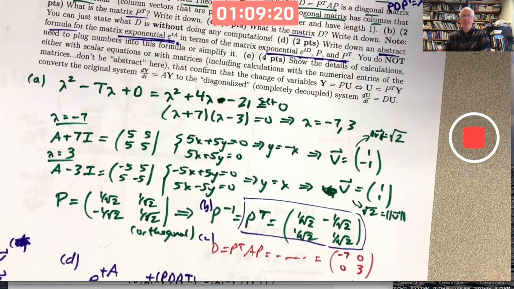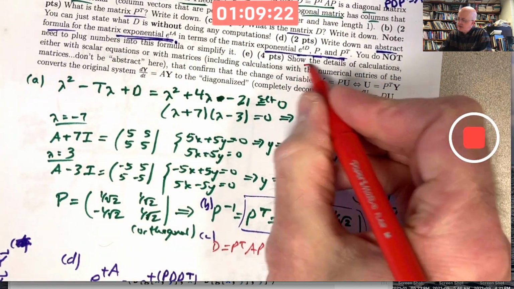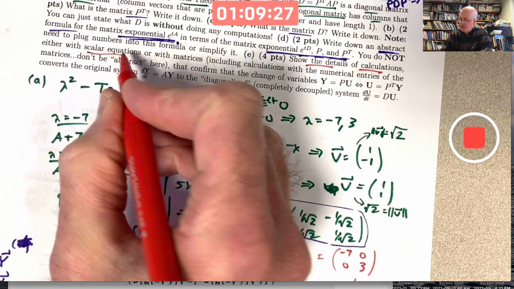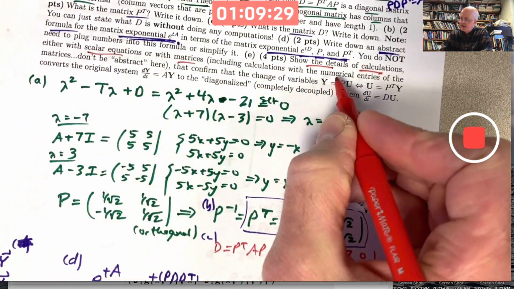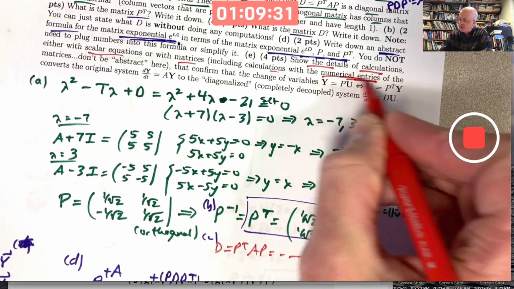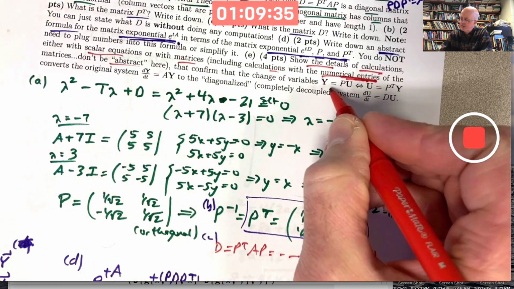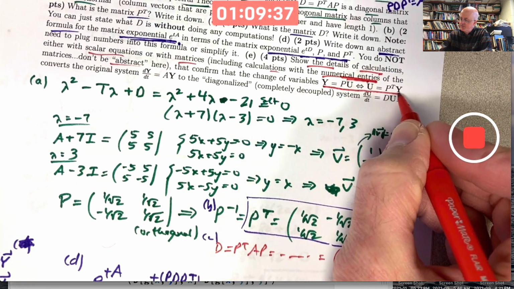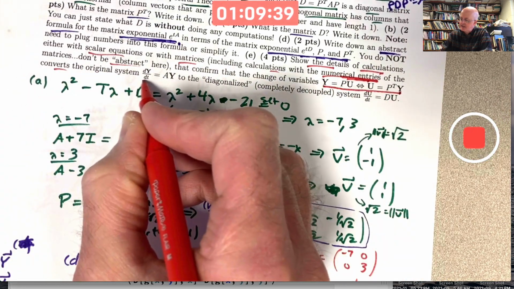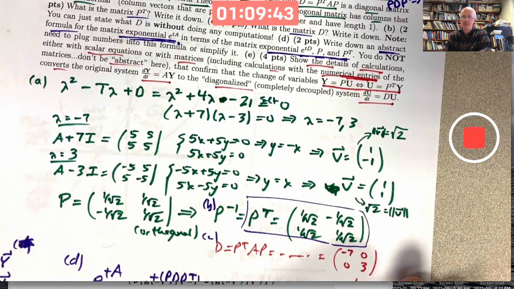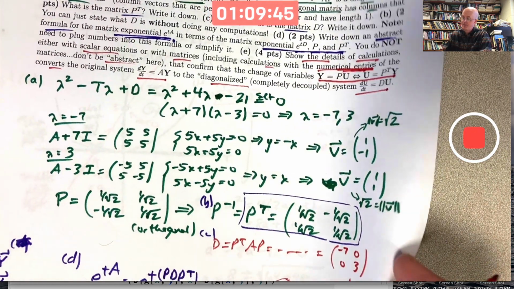Part E, show details of calculations with scalar equations or with matrices, including calculations with numerical entries. Don't be abstract here. To confirm that this change of variables converts this system to a diagonalized system, also called completely decoupled. Wow, what's that about?